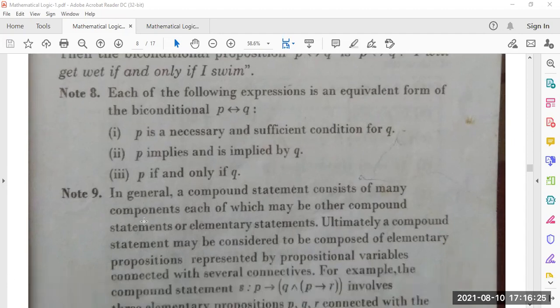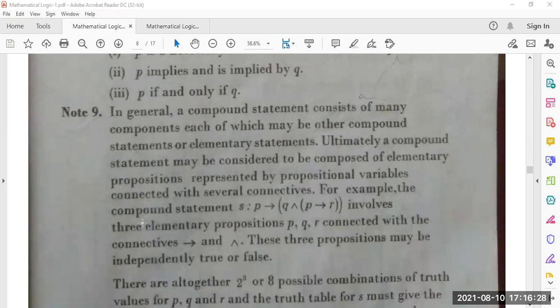In general, a compound statement consists of many components, each of which may be another compound statement or an elementary statement. Ultimately, a compound statement may be considered to be composed of elementary propositions represented by propositional variables, connected with several connectives. These connectives we have already learned.